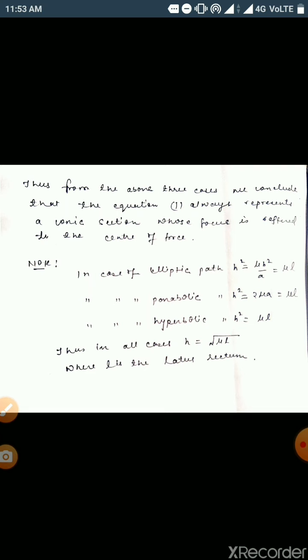Here we know that in the case of an elliptic path, h square equals mu b square by a, which equals mu l. In case of a parabolic path, h square equals 2 mu a, which equals mu l. In case of a hyperbolic path, h square equals mu l. Thus in all the cases, h equals root over mu l, where l is the latus rectum.